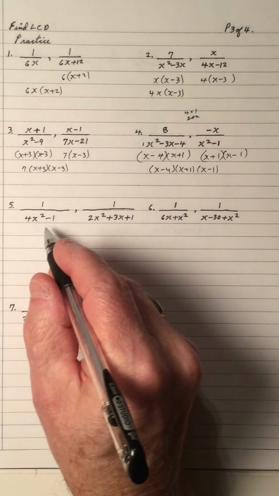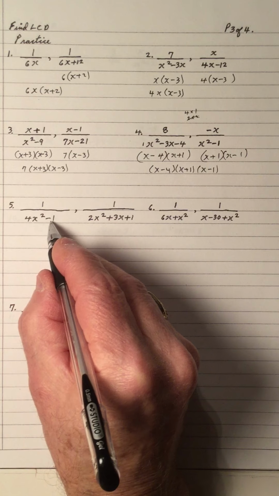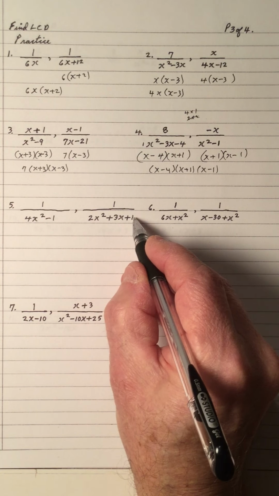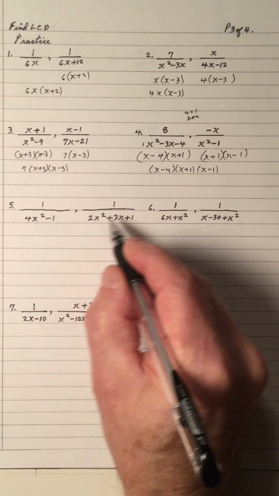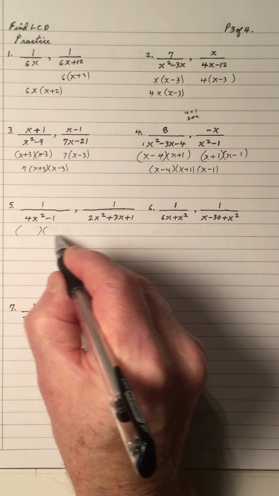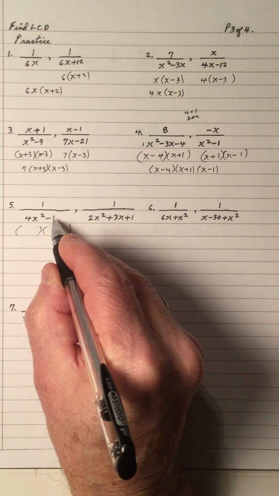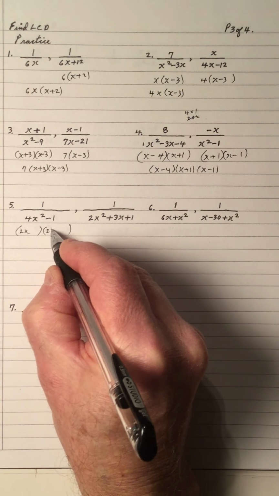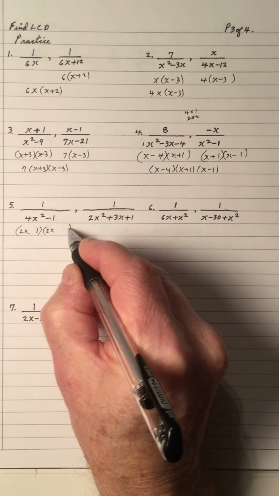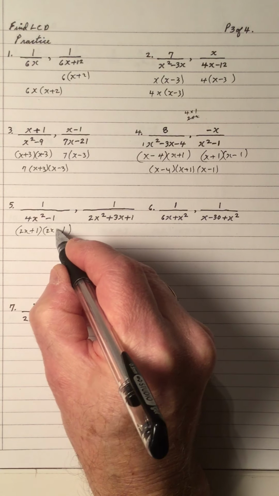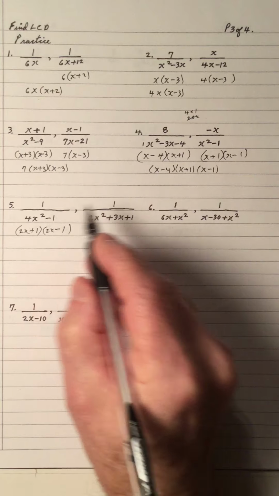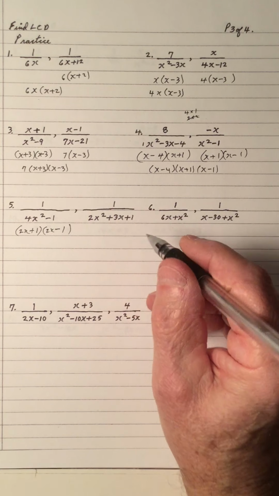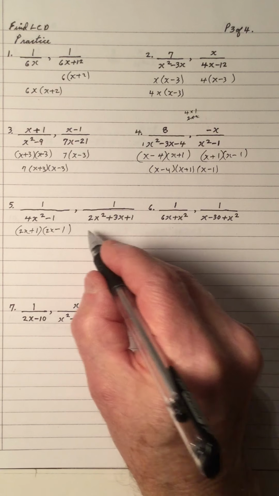Number 5, I have 4x squared minus 1, descending order. I have an x squared, x, and a constant, descending order. So again, notice I have the difference of two squares. So 4x squared is 2x times 2x. 1 is 1 times 1 with a plus and a minus. And now we have a lot of work to do here. So I got to work all this out to see what this factoring is.